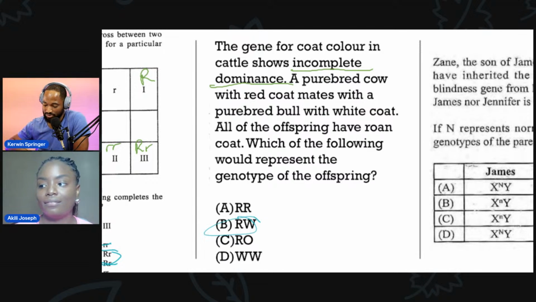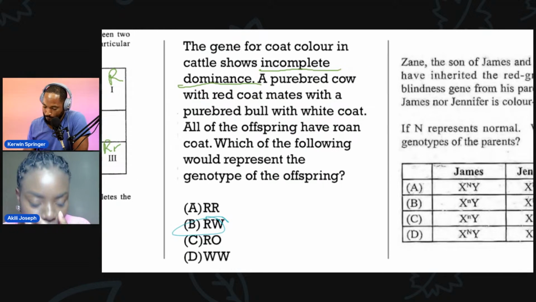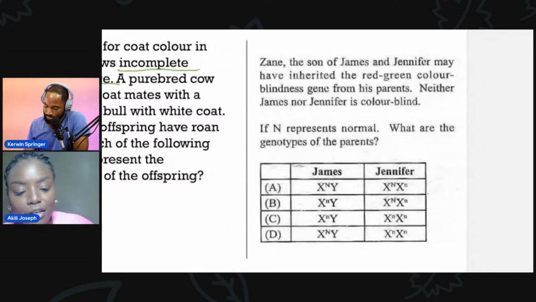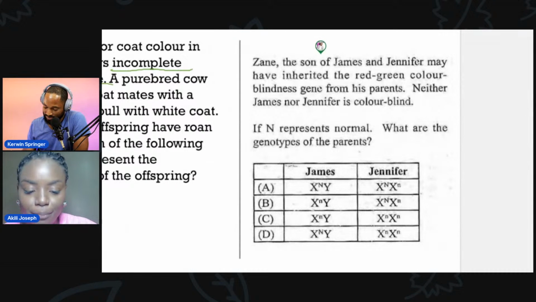Yeah? Yeah. Zane, the son of James and Jennifer, may have inherited the red-green color blindness gene from his parents. Neither James nor Jennifer is colorblind. If N represents normal, what are the genotypes of the parents?